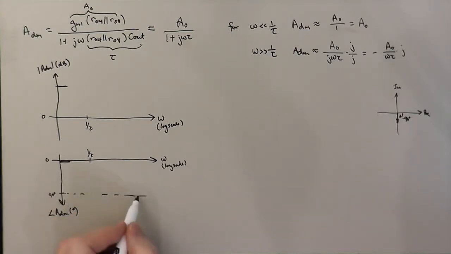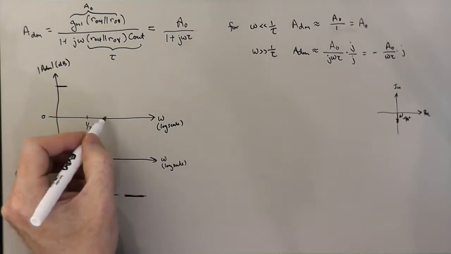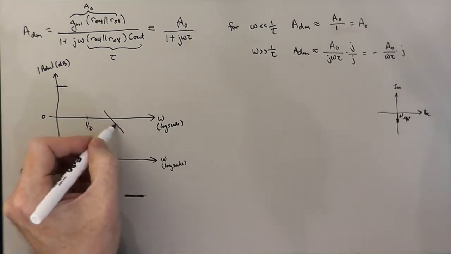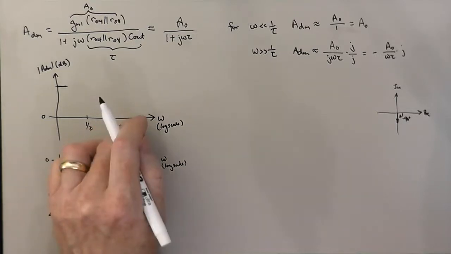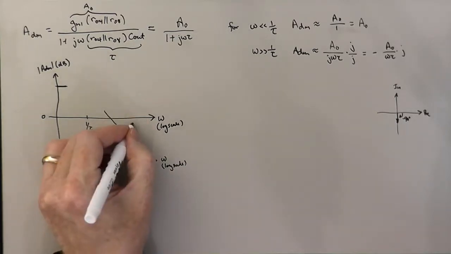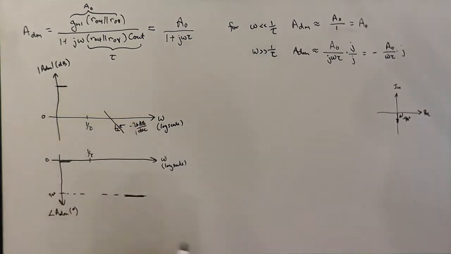And so well above the corner, or well above this frequency 1 over tau, we're going to be on a slope of minus 20 dBs per decade. And we're going to be approaching minus 90 degrees.